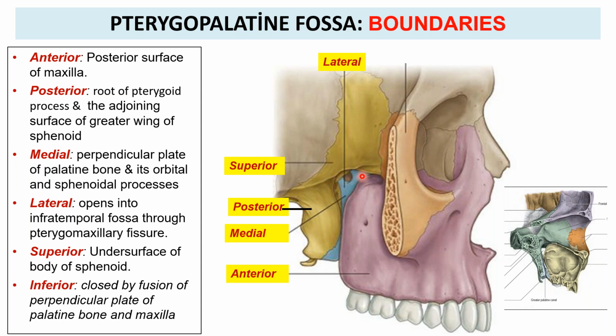Now coming to the inferior aspect. If you look into the inferior aspect, you will come to know that inferiorly this pterygopalatine fossa is closed. How is it closed? It is closed by the fusion of the perpendicular plate of the palatine bone and the maxilla bone. You can see this is the perpendicular plate of the palatine bone and the maxilla bone; together, they fuse and close the pterygopalatine fossa inferiorly. So these are the boundaries: anterior, posterior, medial, lateral, superior and inferior boundary of the pterygopalatine fossa.